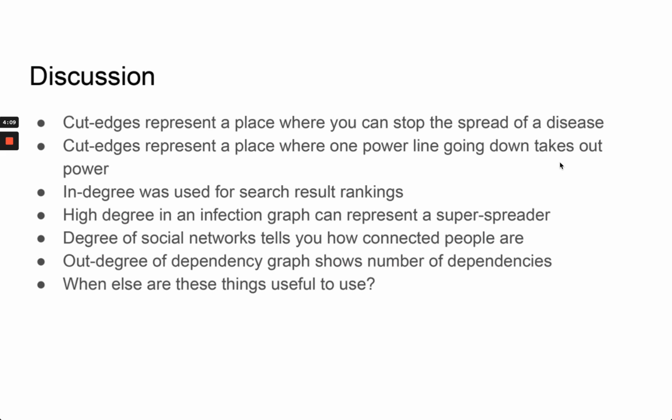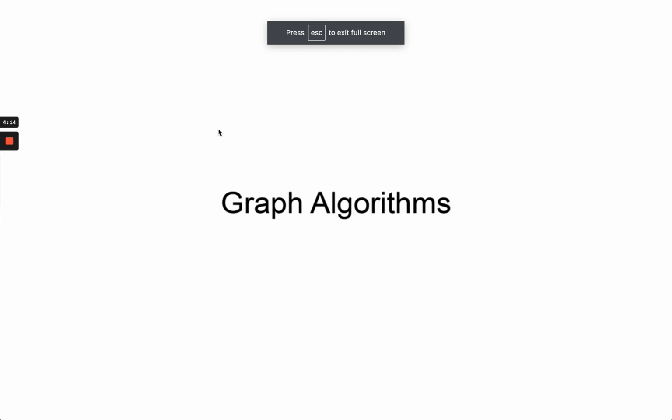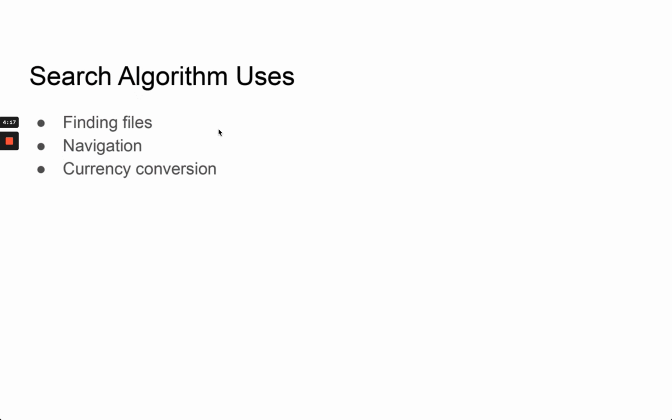So that brings us to the end of the properties section. Next, we're going to talk about the big category of graph algorithms. Like the main one that you first learn when you're really learning about graphs are graph search algorithms. So graph search algorithms are helpful for finding files, navigating around roads when you encode them as a graph, and a whole bunch of currency conversion. So if you're going from the dollar to the euro to the franc to the whatever, there are 1,000,001 different search algorithm uses.